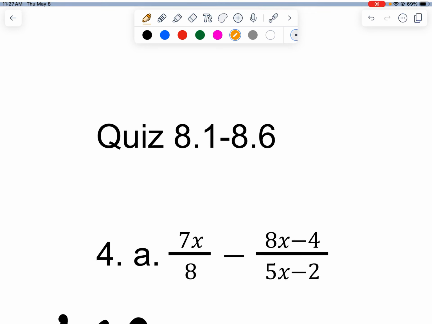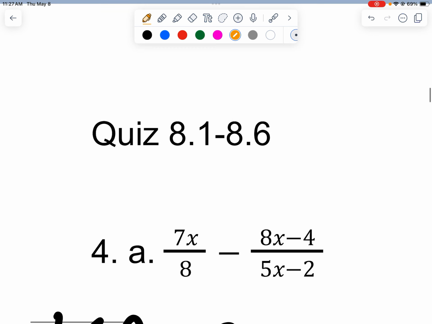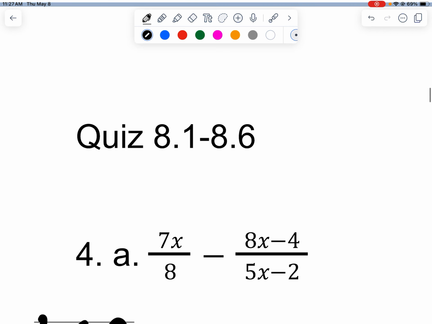Alrighty, class. This is the continuation of the review for 8.1 through 8.6. This is the second page on the document that you have. And now we're adding and subtracting. This tends to be slightly harder than multiplying and dividing and also simplifying, reducing.